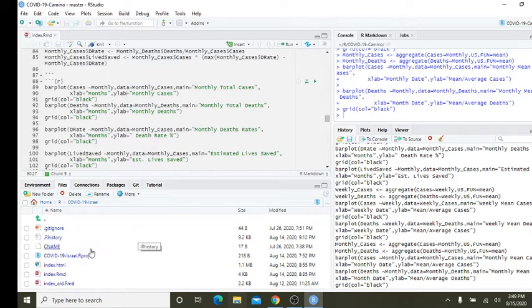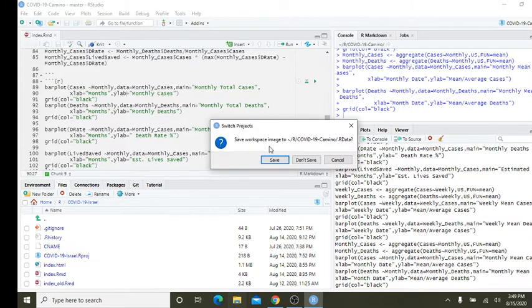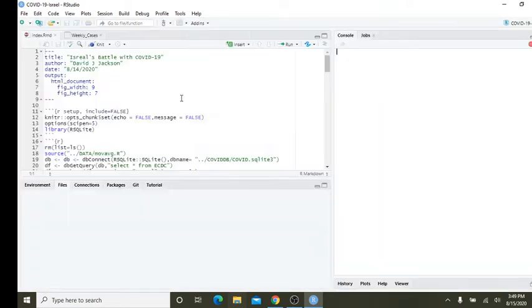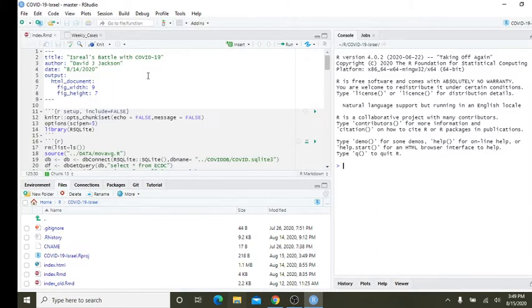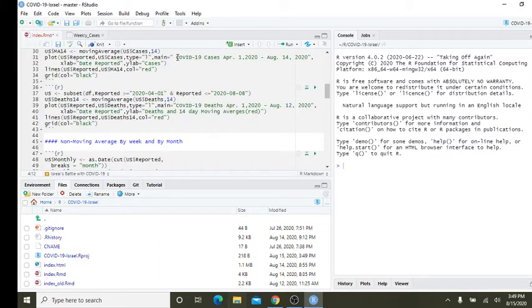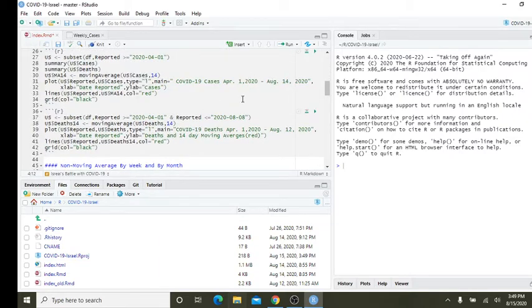So here we are. Open up the Israel project. Open up this. Change this to 15. Let's come down here and change one thing here. Change this to 15. Change this to 15. This is the week. Change this to 15.